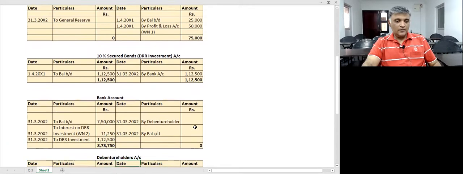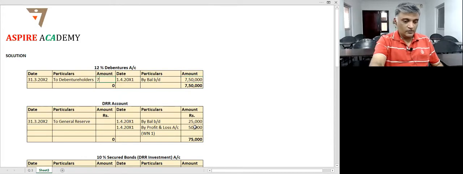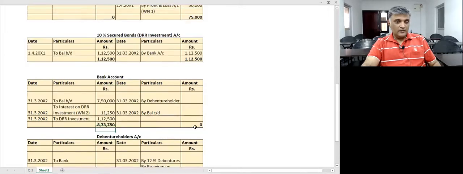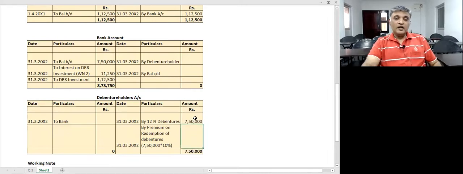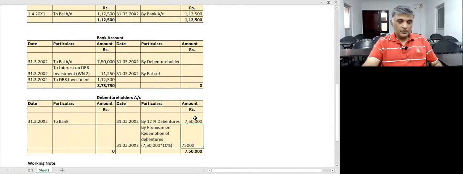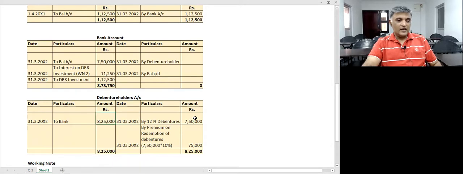Now we have to redeem the debentures. What will we do? The debentures is 7,50,000. We will transfer it to the debenture holders account. So we will close the debentures and transfer it to the debenture holders account. Now in the debenture holders account, we will say by debenture, 7,50,000. And we are going to redeem it at a premium of 10%, which is 75,000 as the premium. So the total amount payable is 8,25,000, which we will pay. So when we pay 8,25,000 to them, we will say debenture holders to bank is 8,25,000. In the bank column, we will say 8,25,000.